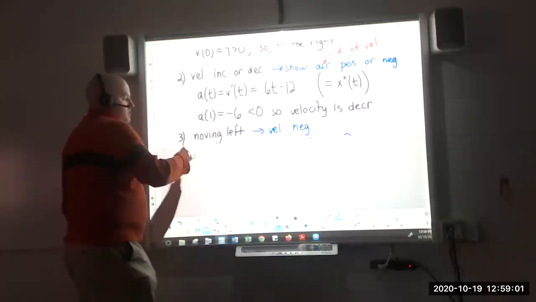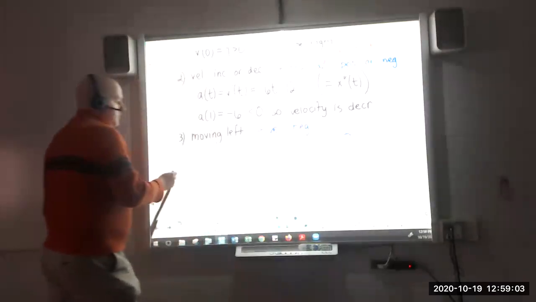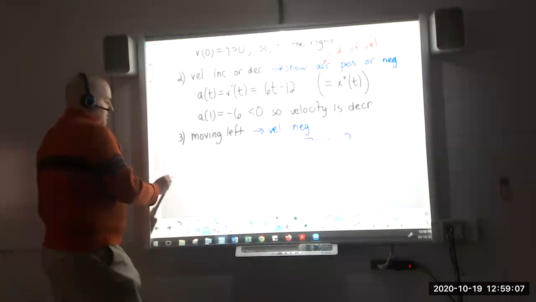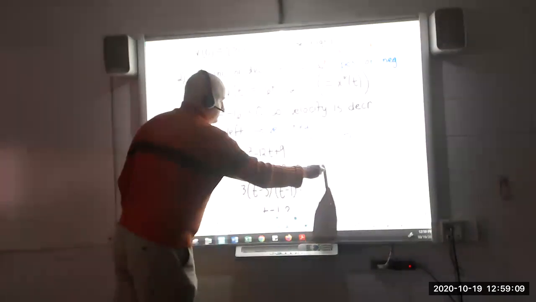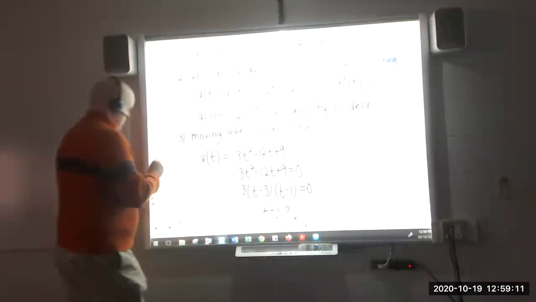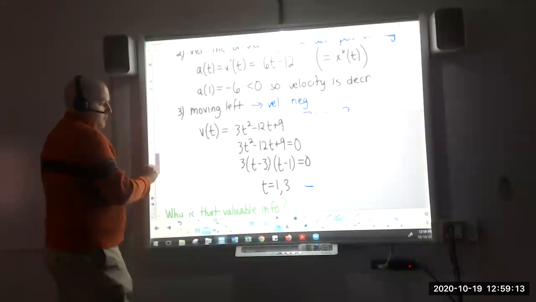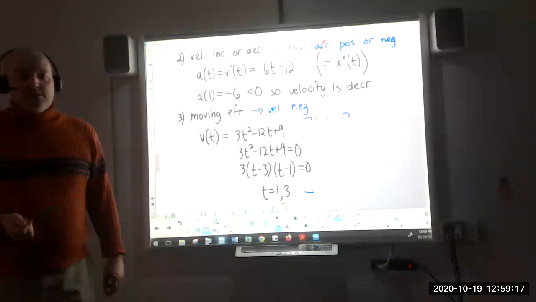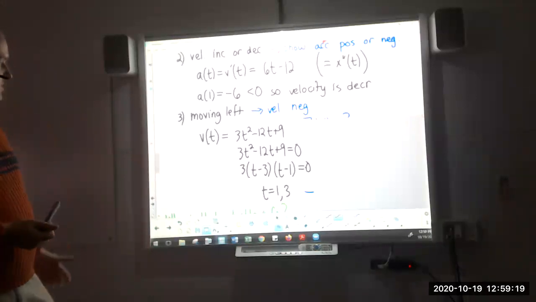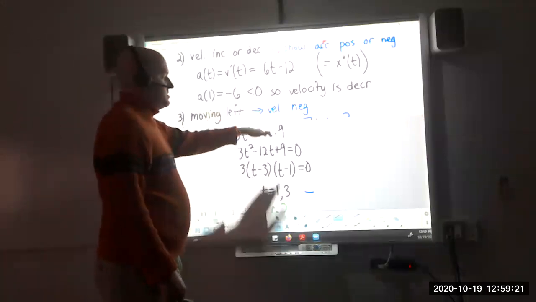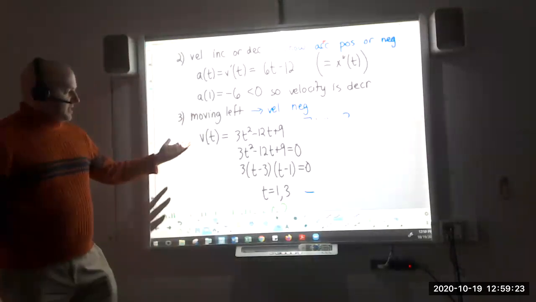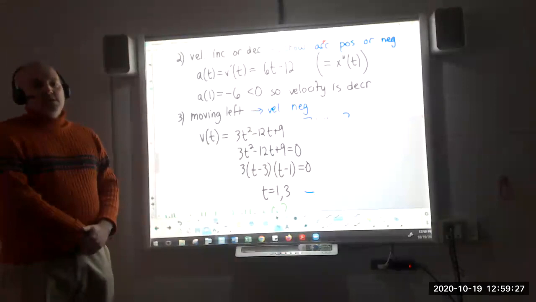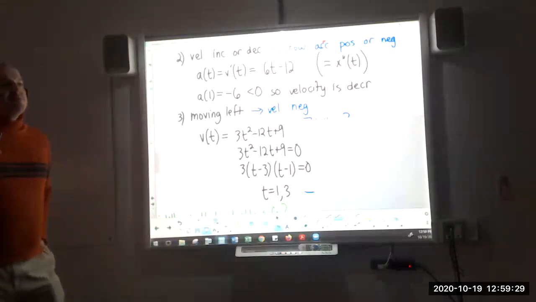Okay, so again, I challenged myself to use my vocabulary. Moving left means the velocity is negative. So I did this. And you probably are looking at this and you're like, why did you do that, Mr. Lepkowski? Because what does this have to do with the velocity being negative? You've taken the velocity, you've set it equal to 0, you've solved for t and said t is 1 and 3. How does that help?